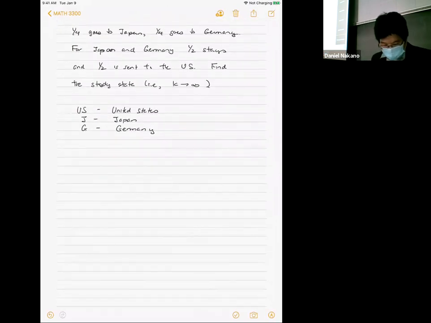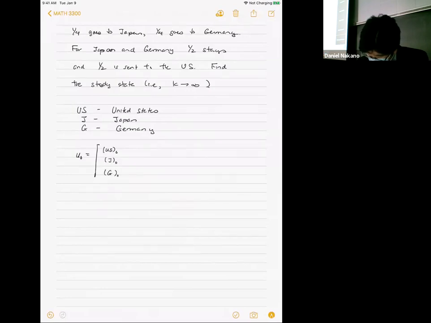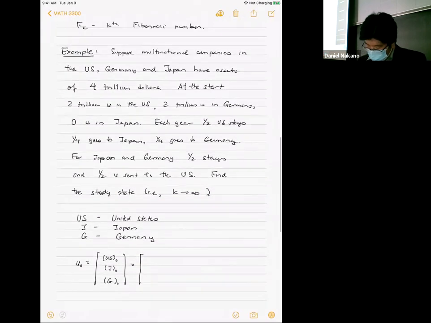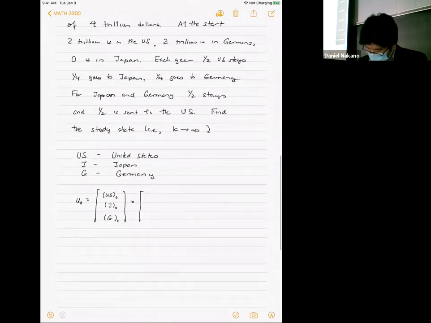Okay? So first of all, the initial state: US at 0, Japan at 0, and Germany at 0. Okay, so let's go back up here. At the start, there's 2 trillion in the US, 2 trillion in Germany, and 0 in Japan. So that's 2, 0, 2. Okay, everyone all right with that?